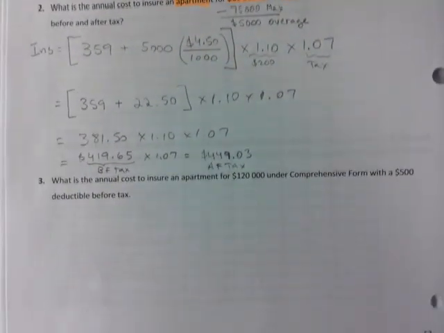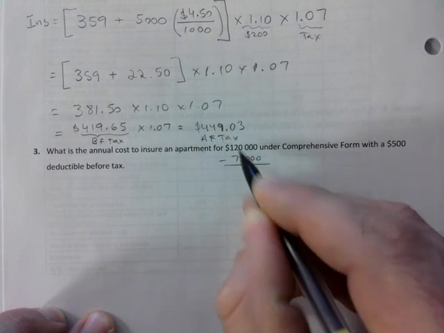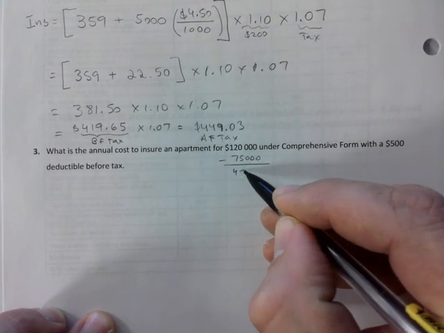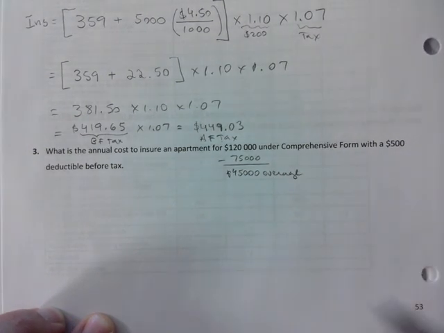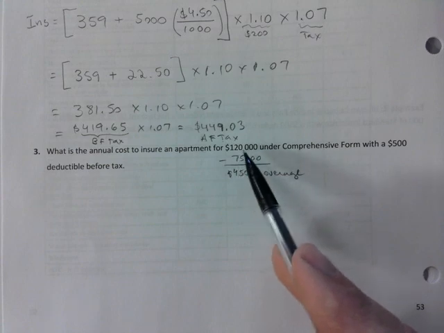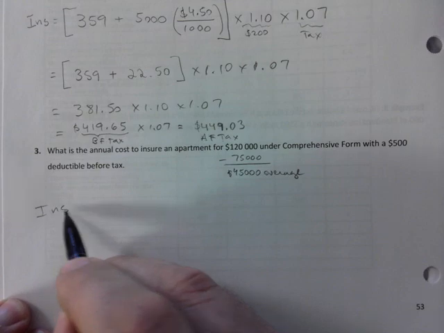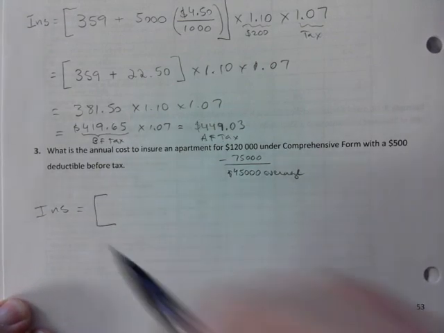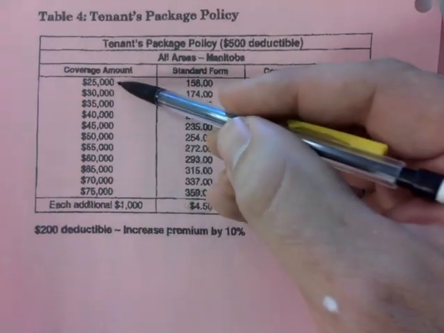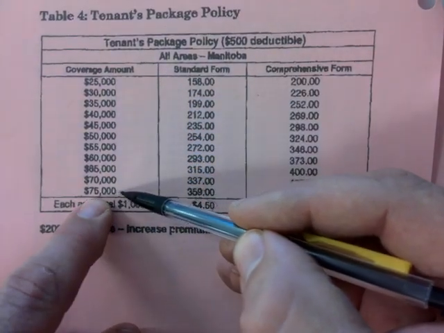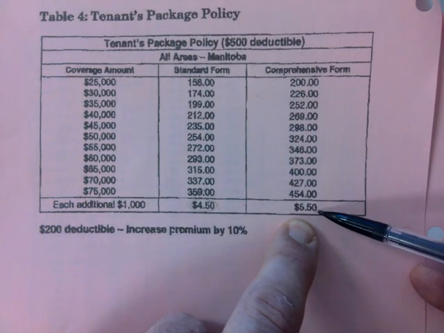One more, right? Take away 75,000 because I'm over. That is $45,000 overage. Lots of stuff that needs to be insured, I'm guessing. So 120 is quite a bit over. I'm going to go a little faster here. You have to grab a number. It's comprehensive. So your coverage amount max is at 75. You're under the comprehensive column. So it's 454 and 550.